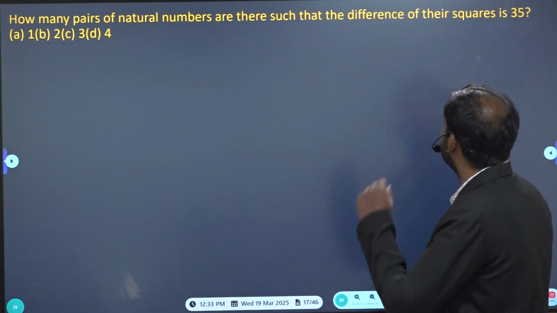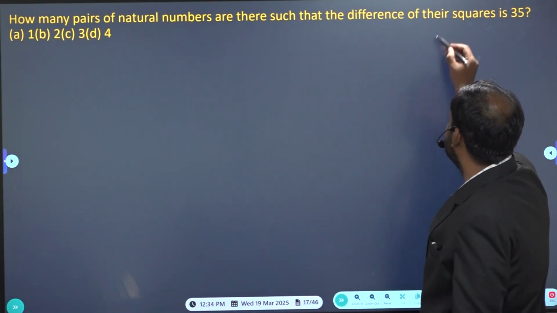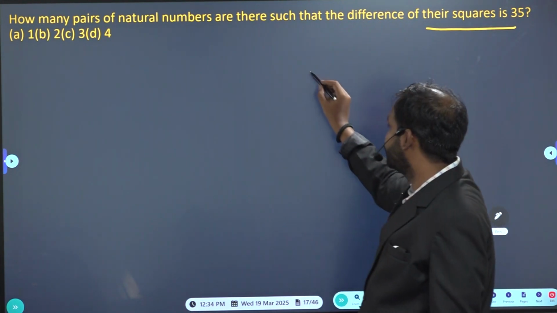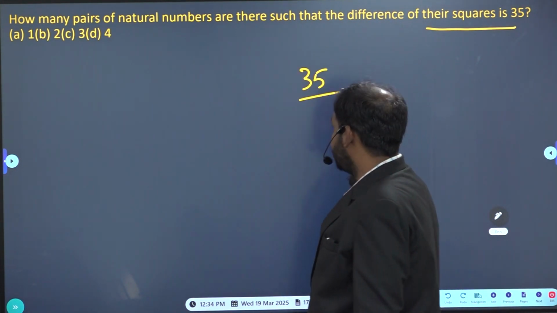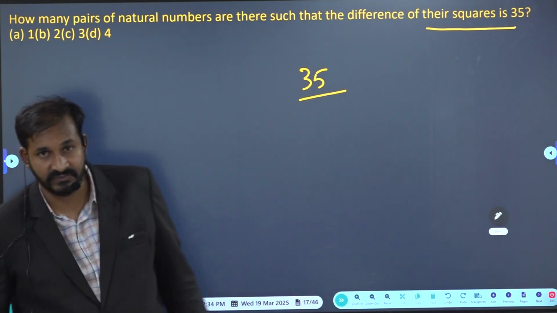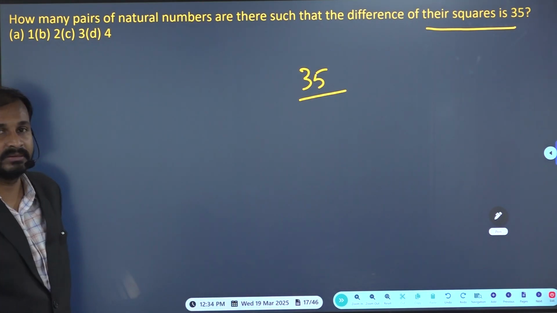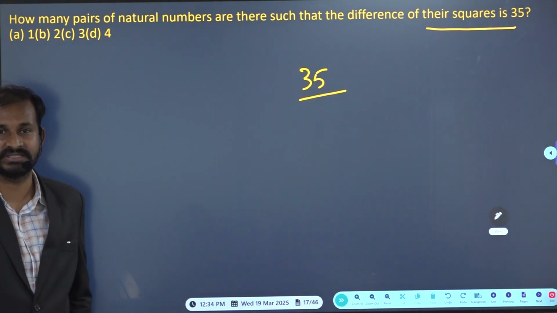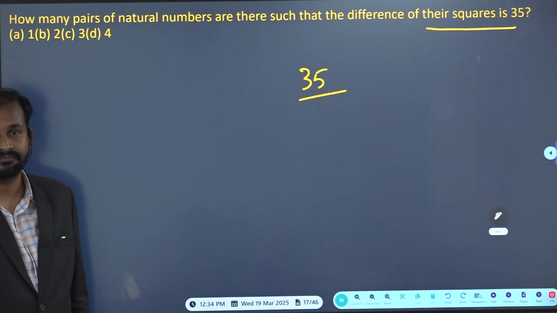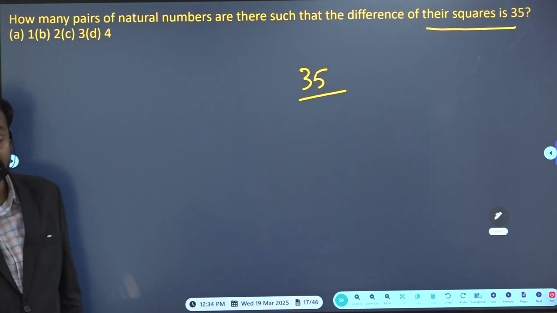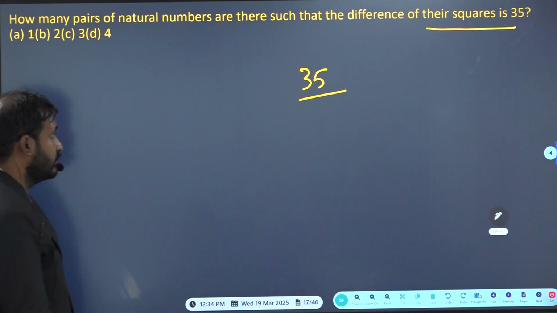Okay, how many pairs of natural numbers are there such that the difference of their squares is 35? The difference of their squares is 35. Now please tell me how many squares are there whose difference is 35?